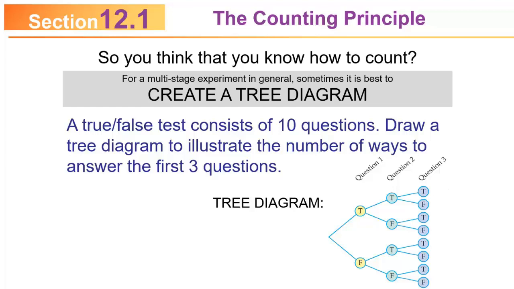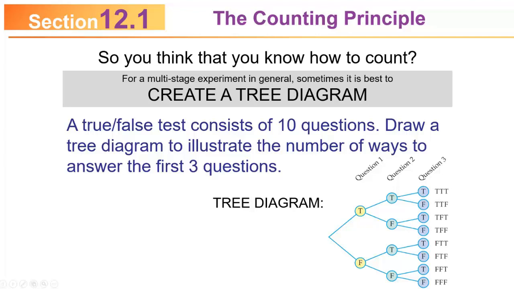So now we want to count the number of ways to answer the first 3 questions. So it would probably be a good idea to list those number of ways. The tree diagram allows us to produce a list. And if you just go down every branch, you can see what happens.